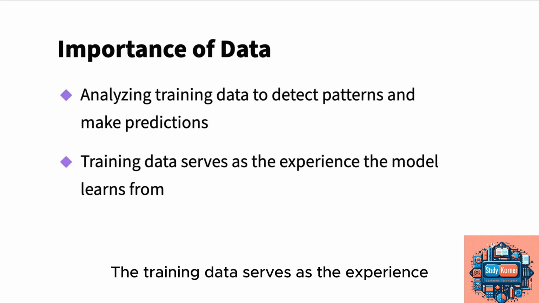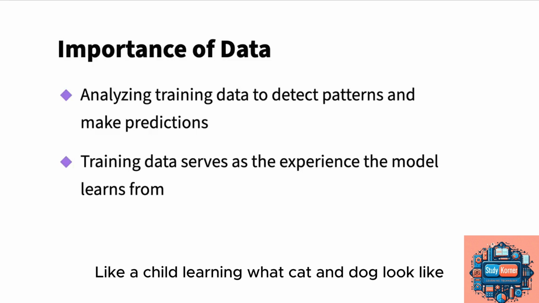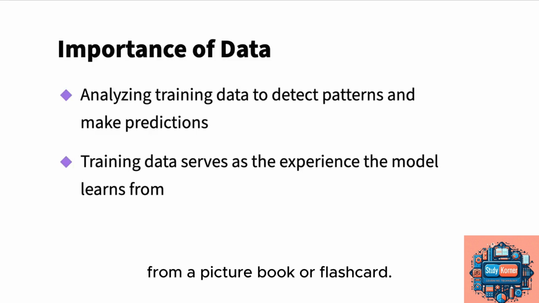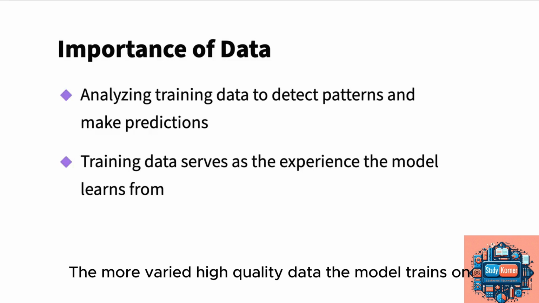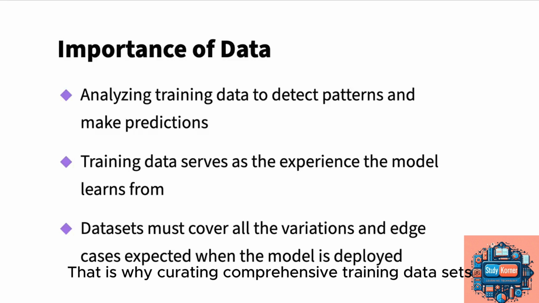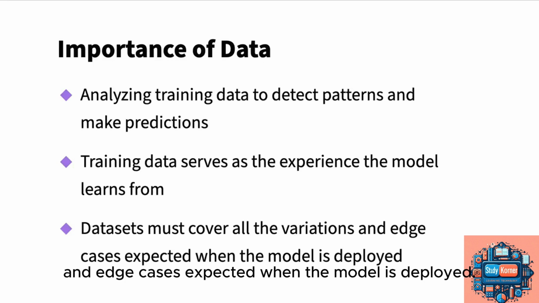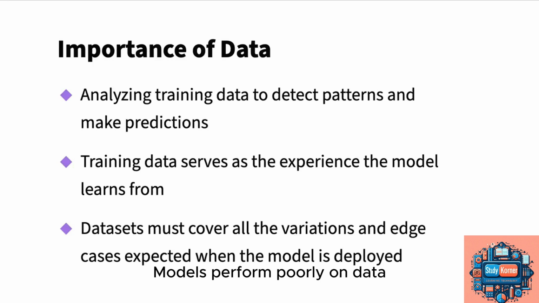The training data serves as the experience that the model learns from, like a child learning what cat and dog look like from a picture book or flashcard. The more varied, high-quality data the model trains on, the better it becomes at its given task. That is why curating comprehensive training datasets with sufficient examples is really important in machine learning. Datasets must cover all the variations and edge cases expected when the model is deployed. Models perform poorly on data that are outliers from the training distribution.